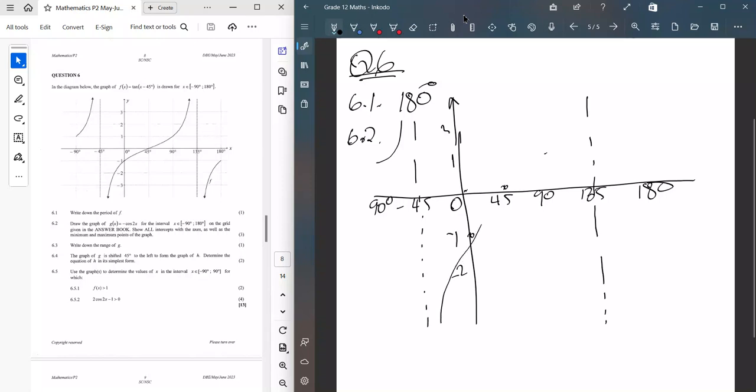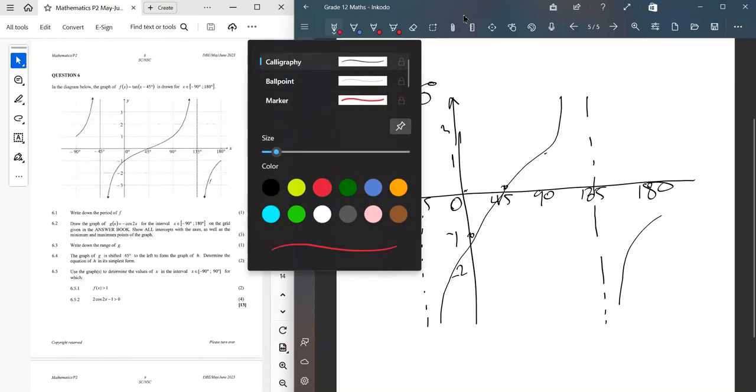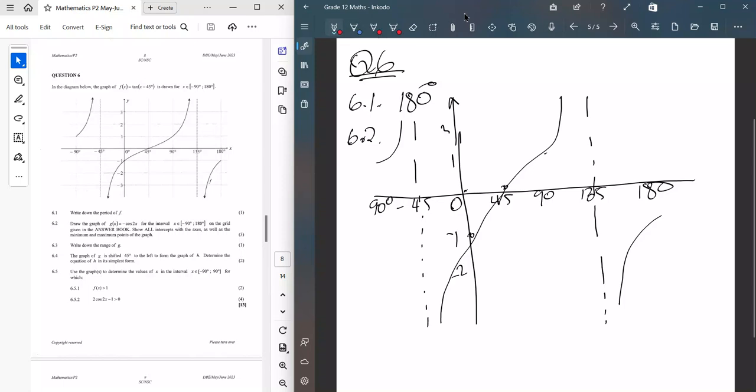Okay, then I'm going to change the color for the one that we want to draw. Let me make it red. So it's going to be like this, and then 90. So here it is.